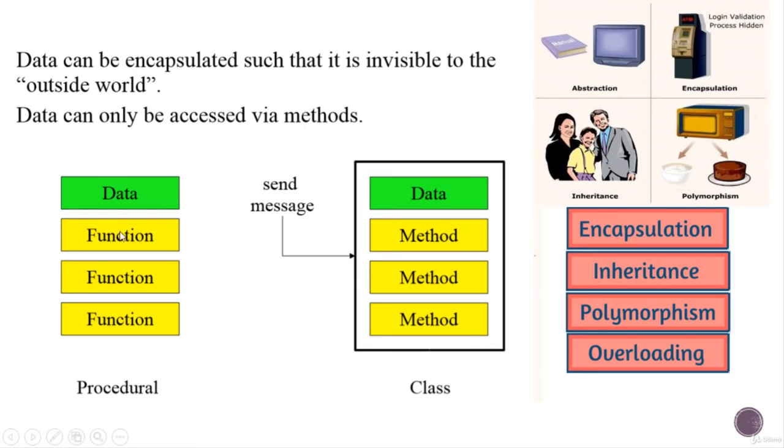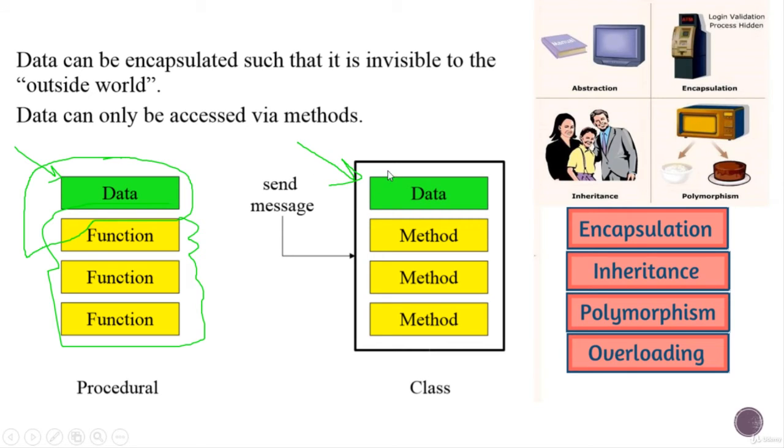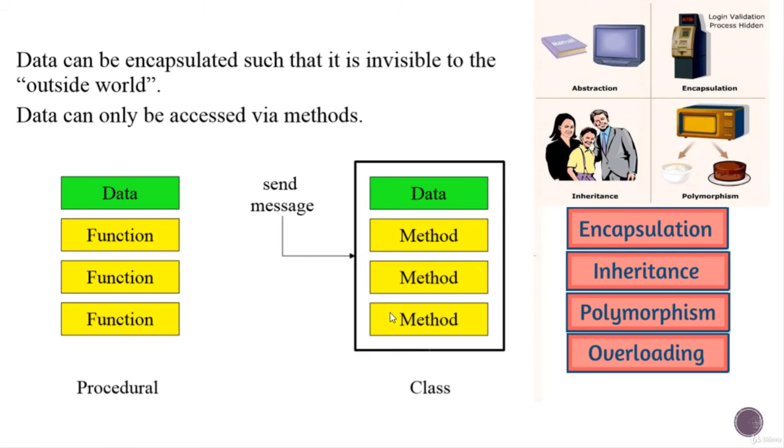Here you can see that in a procedural language you can simply set the variables or data, and then you have to get this data with the help of functions. But in object-oriented programming you have to set your data in the classes, and then you have to create your method and get your data with it.